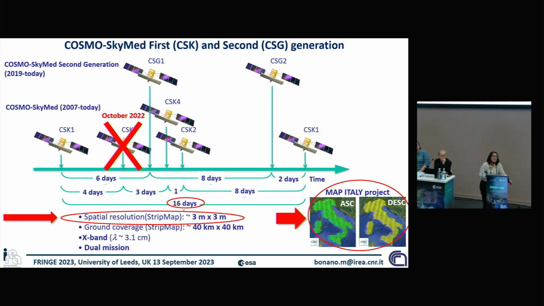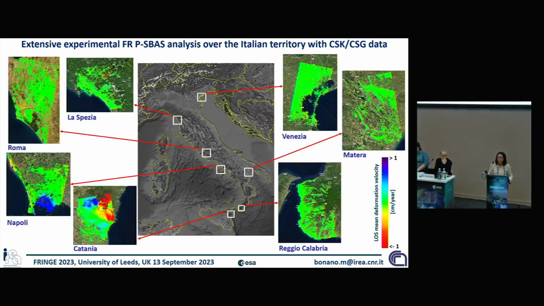Unfortunately, we missed one satellite, CSK3, in October 2022, but thanks to the availability of the recent 2 satellites of second generation, we can go on with the processing and make very long-term deformation time series, benefiting from the overall data set starting from 2009. And so we here move to the experimental part.